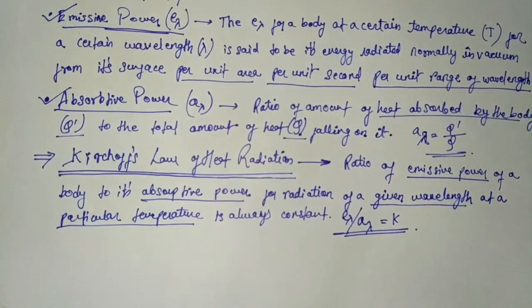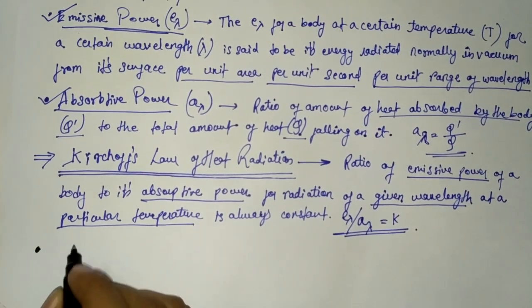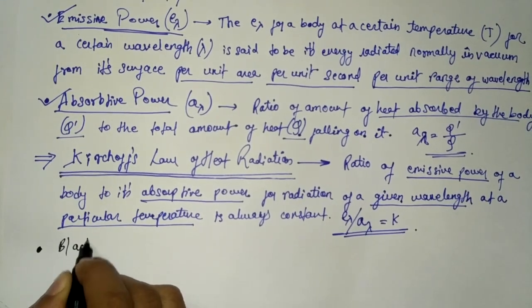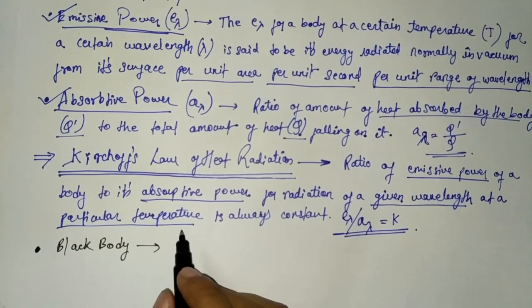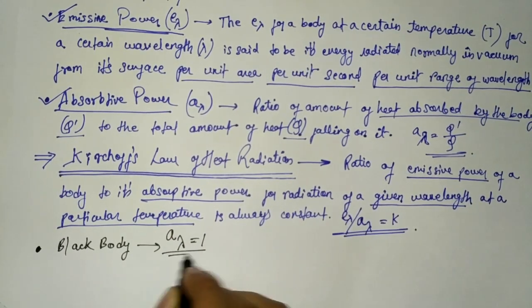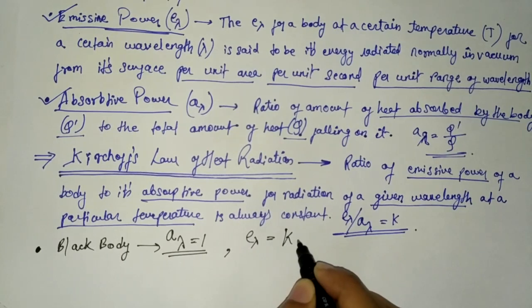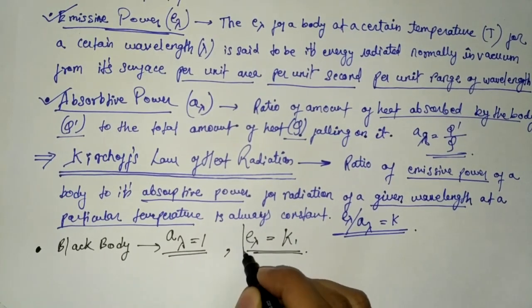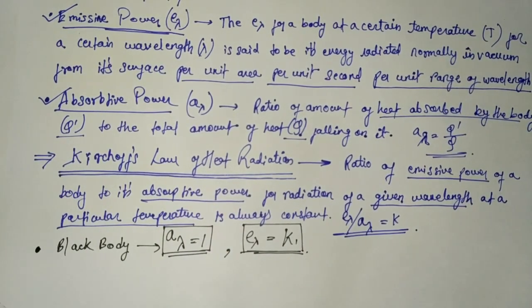After defining emissive power, absorptive power and Kirchhoff's law, what we have concluded is that in case of a black body, the absorptive power A lambda is equal to 1, and the emissive power E lambda is equal to a constant, let it be K1. This is the condition for a body to become a black body. It emits constantly and the absorptivity is 1, that is, it absorbs all the radiation that falls on it.